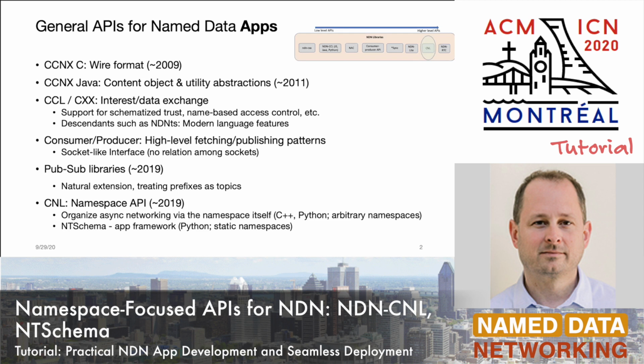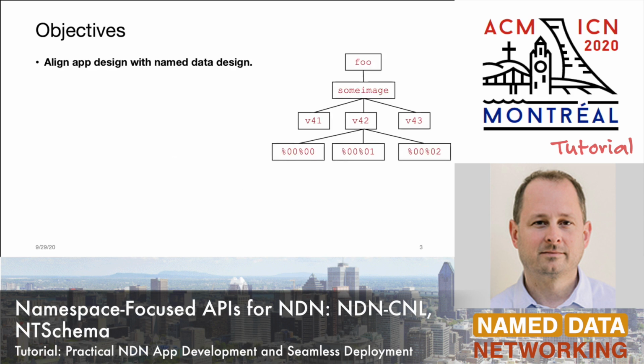And then most recently, or in parallel with the emergence of these pub/sub approaches, was the NDN-CNL, which is an attempt to organize the asynchronous networking that an app has to do in NDN and really in most modern applications via the namespace itself. I'll briefly introduce that and some of the motivations, then we'll look in more detail at a specific realization that, by simplifying a few things, also makes it pretty easy to put applications together quickly in Python.